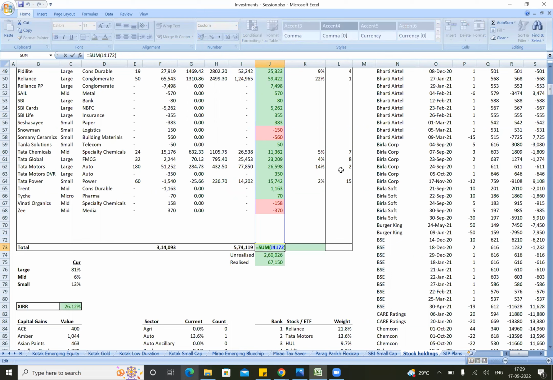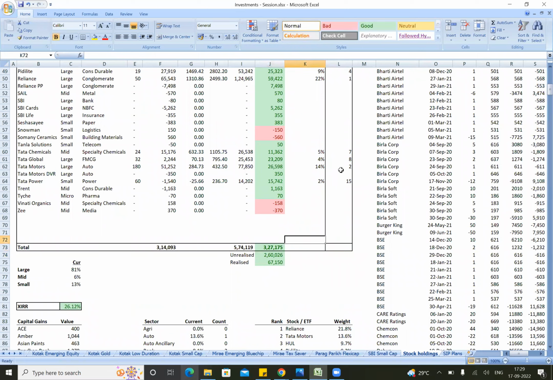This is my unrealized and realized profit total. So this is my investment value. So on 3,14,000 invested value, I have made 574,119. Just keep in mind that most of these shares have already been sold and I have booked the profit. Now, I have just segregated unrealized versus realized based on some formula. I am not getting into that, but you can look at the formula later in the tab. But this is my total value, right? 574,119. And this, let's say, 26,538 is my value today from Tata Chemicals.